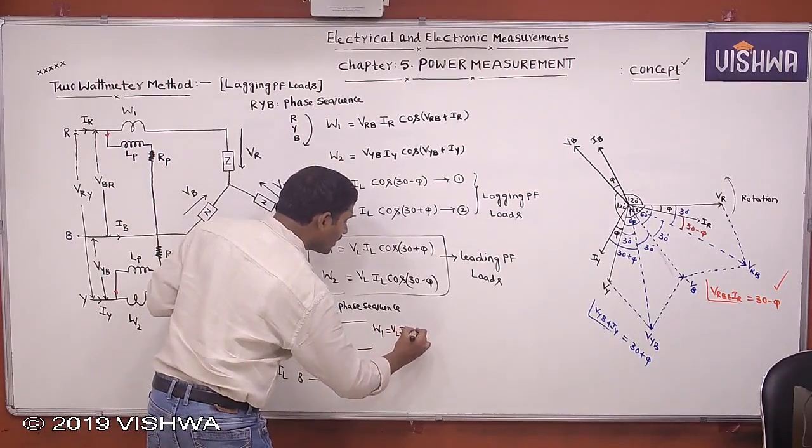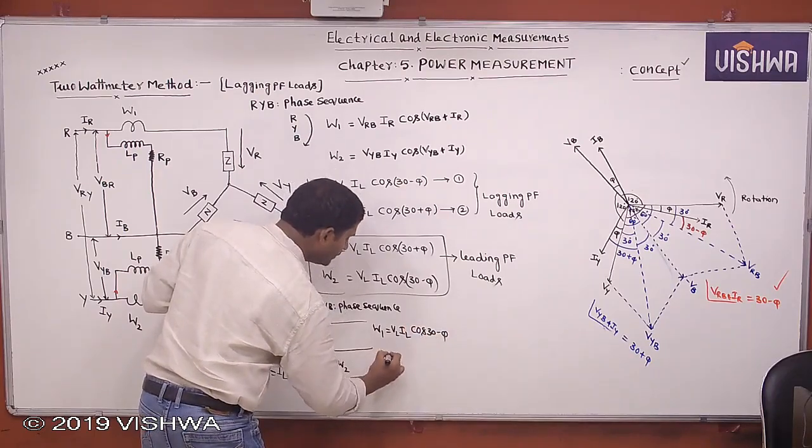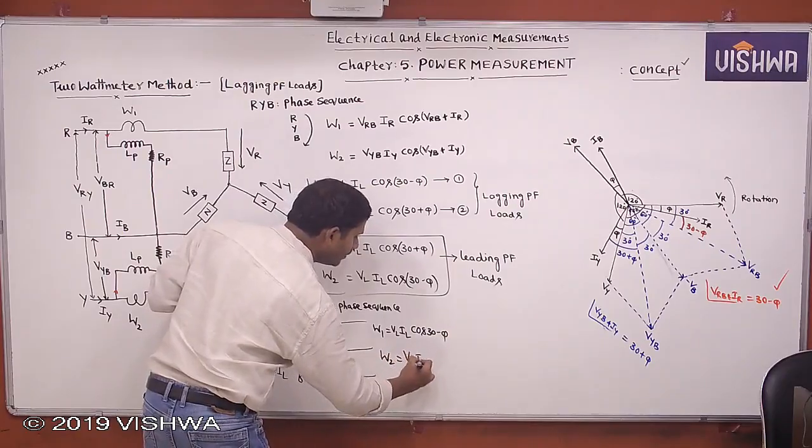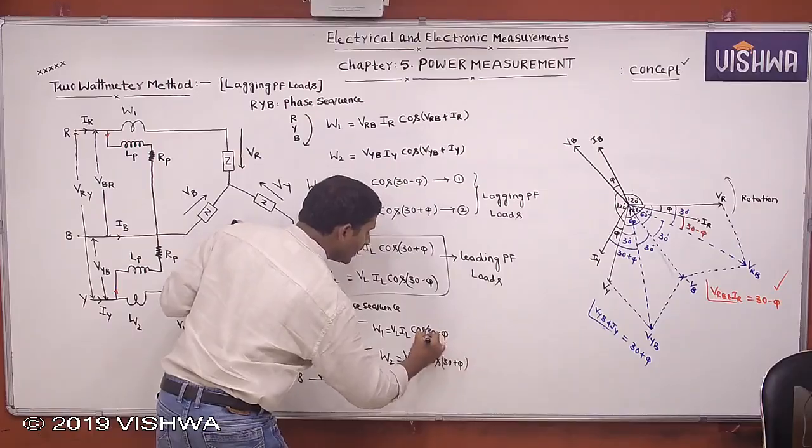VLIL cos(30 minus phi). What W2 are we getting? Yes, VLIL cos(30 plus phi). These are the readings we are getting now.